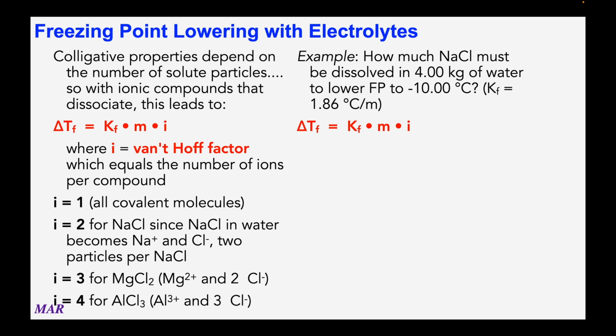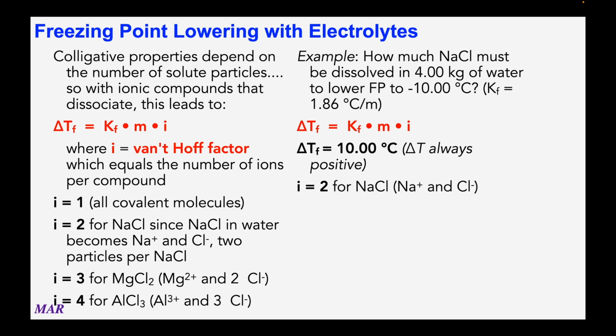Here's a question you might see. It says, how much sodium chloride would you have to dissolve in 4 kilograms of water to lower the freezing point to -10 degrees Celsius? And there's the Kf value again for it. So delta T equals K times m times i. Now, delta T is going to be the difference between pure solvent and the solution. I'm going to absolute value it. So 10 degrees lower would be a 10 degrees delta T positive. And so in this case then, delta T would just be 10. NaCl breaks up into Na+ and Cl-, 2 ions per NaCl, so i is going to be 2.